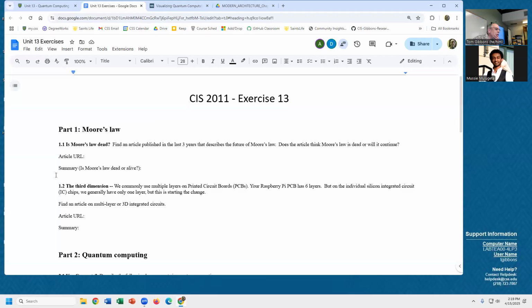So the first one is Moore's Law. Is Moore's Law dead? I want you to find an article published in the last 3 years that describes the future of Moore's Law. Post the link to the article and whether or not it thinks that Moore's Law is dead. You can certainly Google Moore's Law dead, but if you just Google recent articles about Moore's Law, they should all talk about some of the limitations or the end of it.